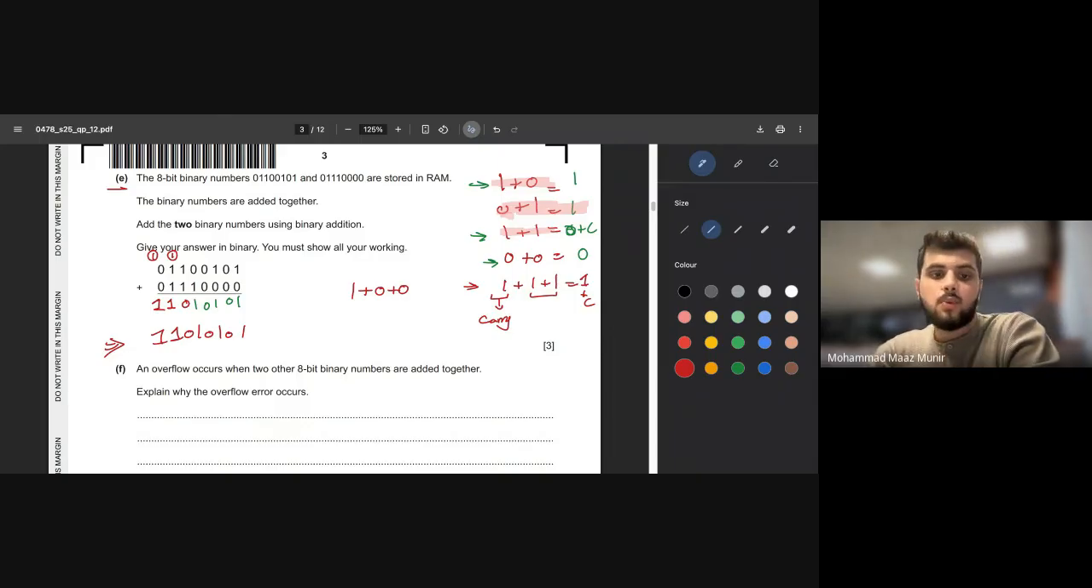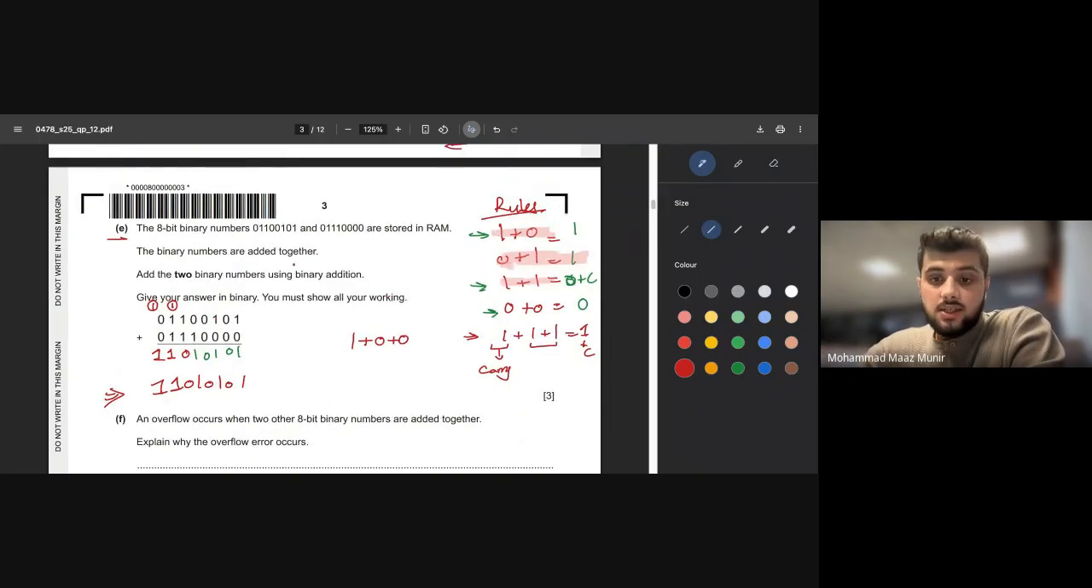This is your answer, 11010101. Understood? It's a straightforward thing. You just need to add the values. These are the rules which you need to follow. I would highly recommend that you memorize these rules. Over time, once you start practicing, you're going to feel like it's not that difficult at all. Straightforward. Now we're done with part E.